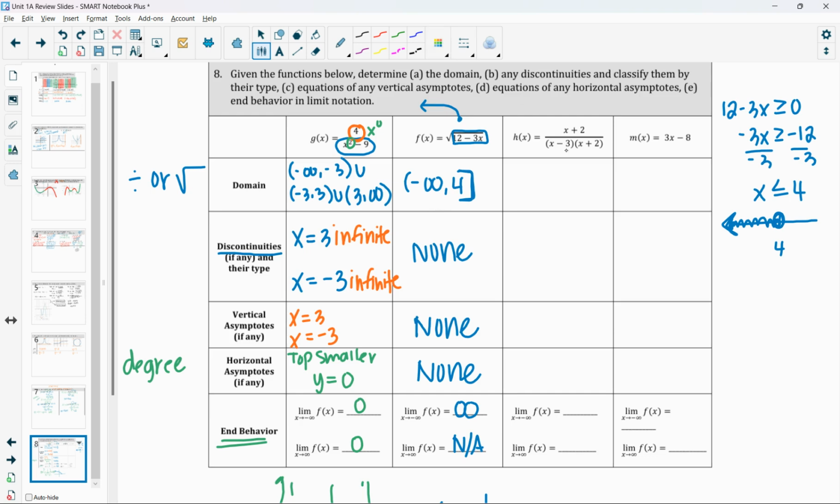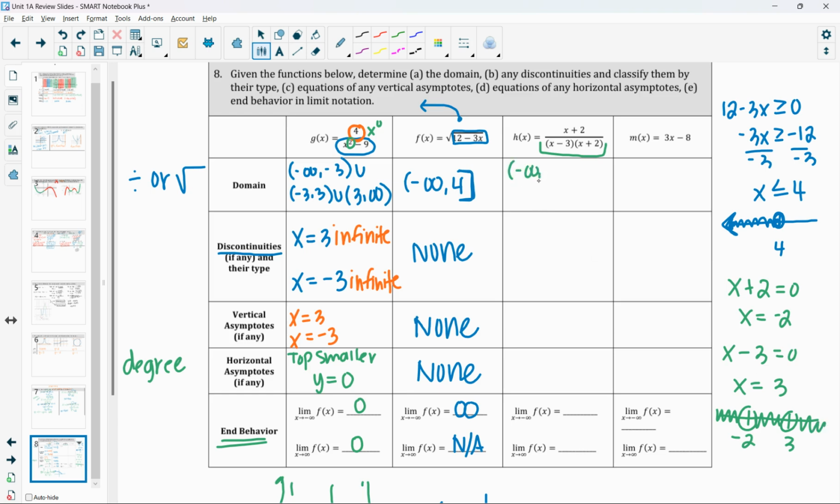Next one has a denominator. So we've got two problems in this domain, +3 and -2. So if you think of solving each of these off to the side, we would subtract 2 from both sides, right? And then x minus 3 equals 0, we would add 3 to both sides. So these are our problems. So -2 is an issue and 3 is an issue. Everything else is good. So everything down here, everything in between, and everything up here.